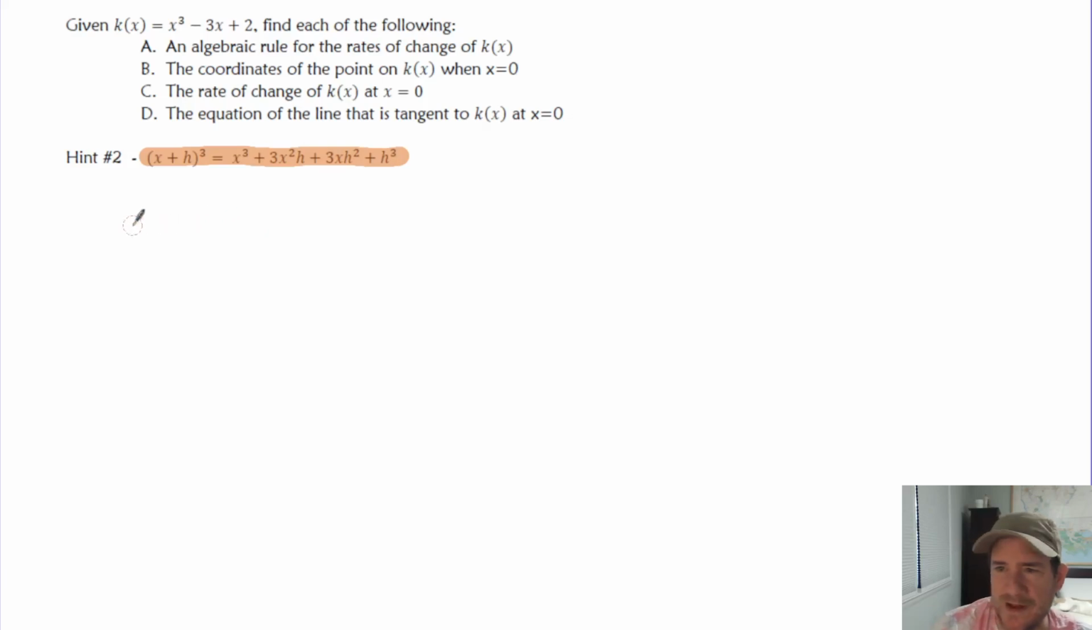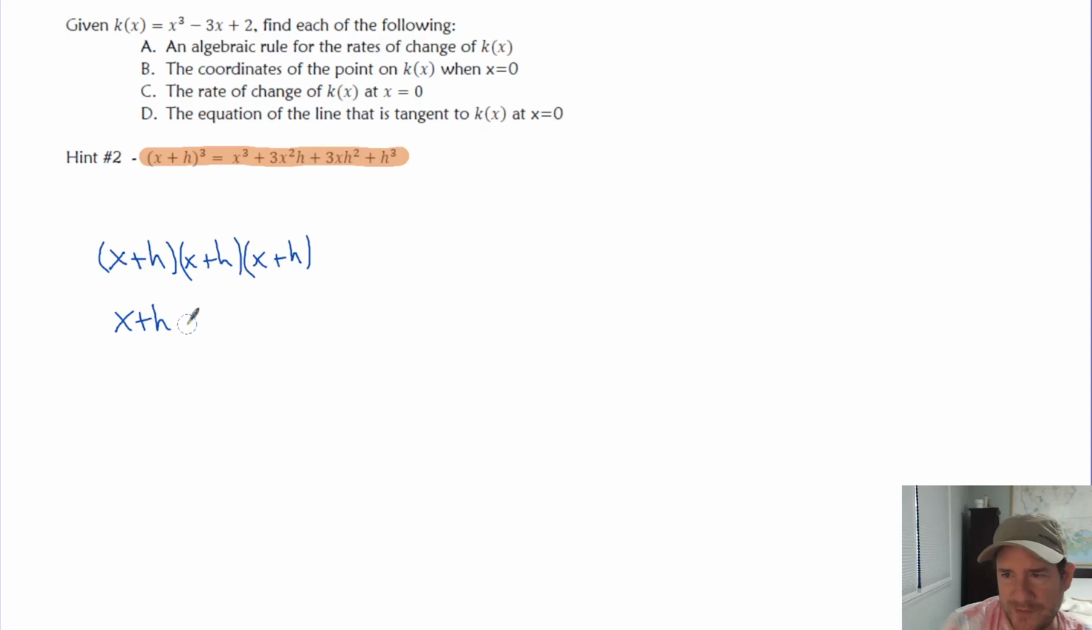The other big thing I would do if I were you is get a piece of scrap paper, because if you don't remember how to do x plus h cubed, then over on your scrap paper, you could do x plus h times x plus h times x plus h. You could just do it out the long way. I wouldn't want to see it on your quiz because it would just be a big mess that I don't want to look at. But you should know that x plus h cubed is just x plus h times x plus h times x plus h.